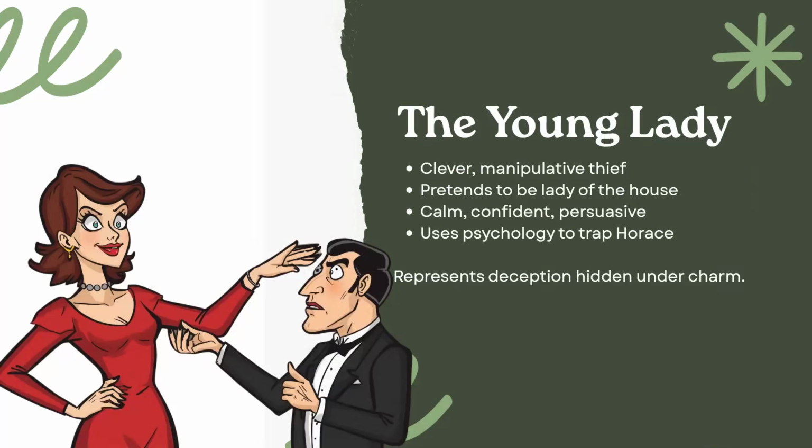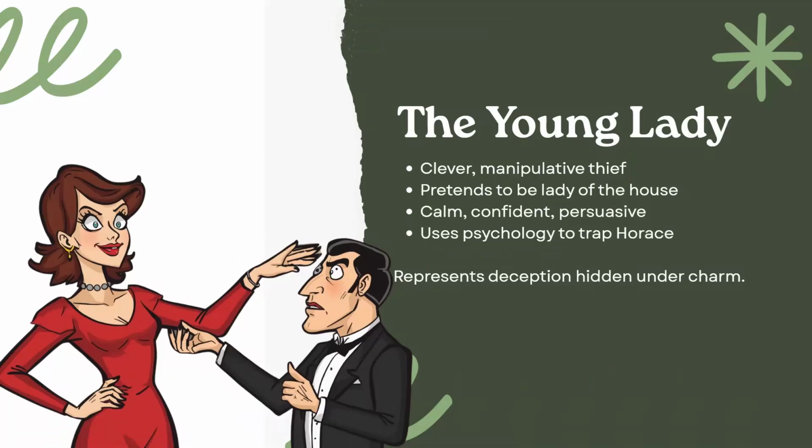Now, moving on to the next character, the young lady in red. This mysterious young lady appears charming and confident. She claims to be the owner's wife, but is actually a very clever thief. Her psychological manipulation shows her calm authority, emotional intelligence, and strategic deception. She represents appearance versus reality.